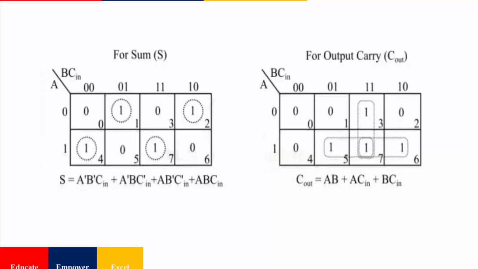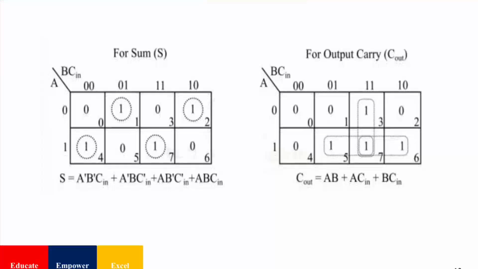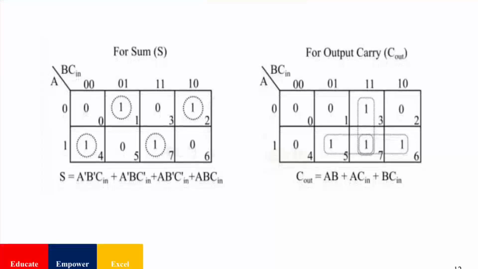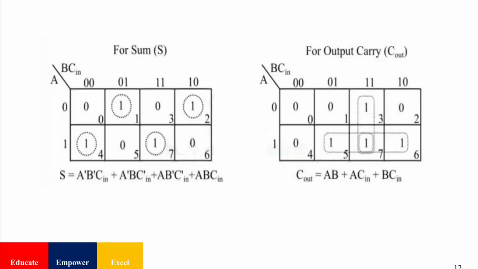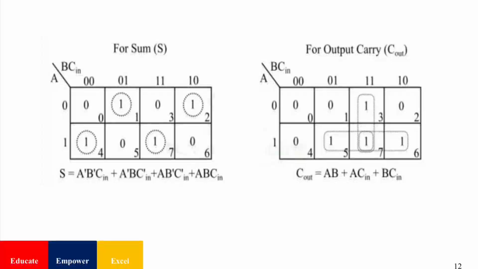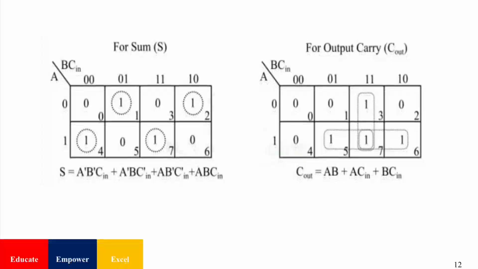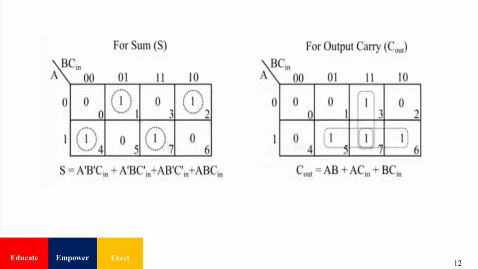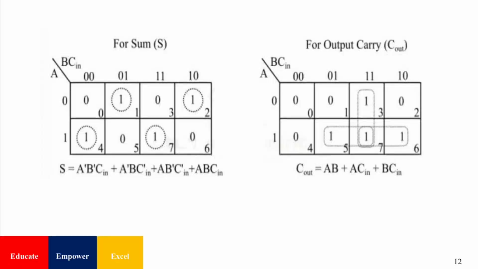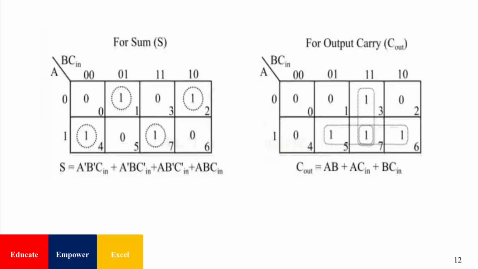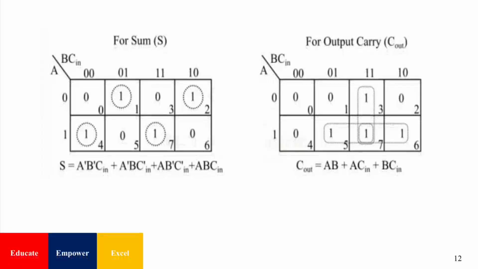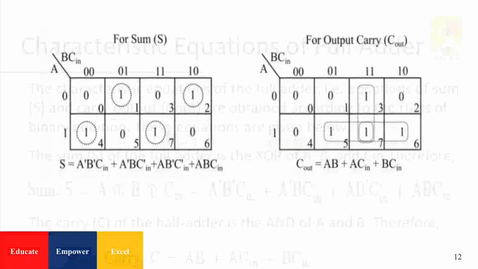So we will have another group also, group 3. So having minterm 3 and minterm 7. So here common variable is B equal to 1 and Cn equal to 1, and which gives us BCn. So the simplified expression is C out is equal to AB plus ACn plus BCn.